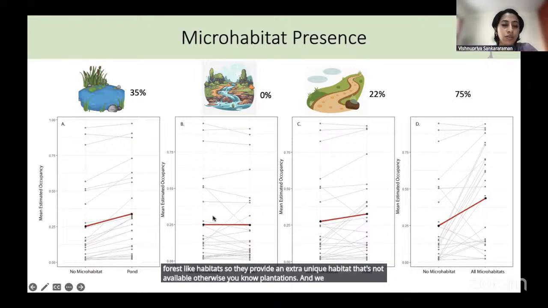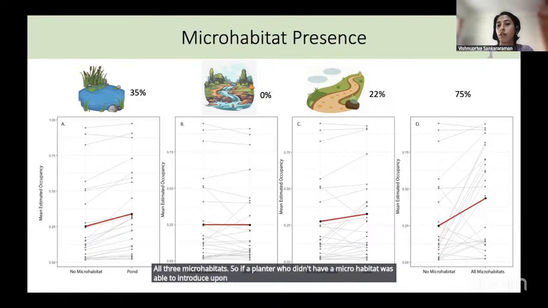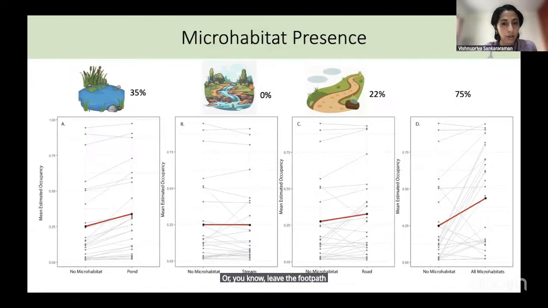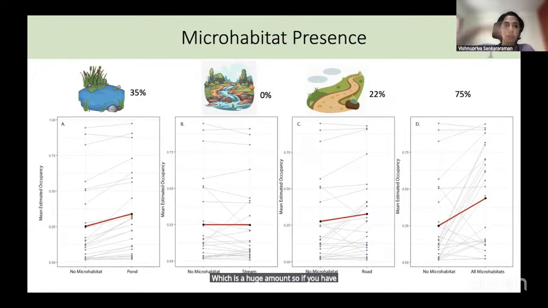And we found that presence of ponds especially really increased species richness, as did footpaths. And then the combination of all three microhabitats. So if a planter who didn't have a microhabitat was able to introduce a pond or restore stream flow, for example, if it's bundled or dammed upstream, or leaves the footpath instead of metalled roads in his plantation, then he can increase the species richness of his plantation by 75%, which is a huge amount. So if you have 10 species, you're going to see a 75% increase in the number of species you see in the average plantation. So this was our small scale study result from the first study.